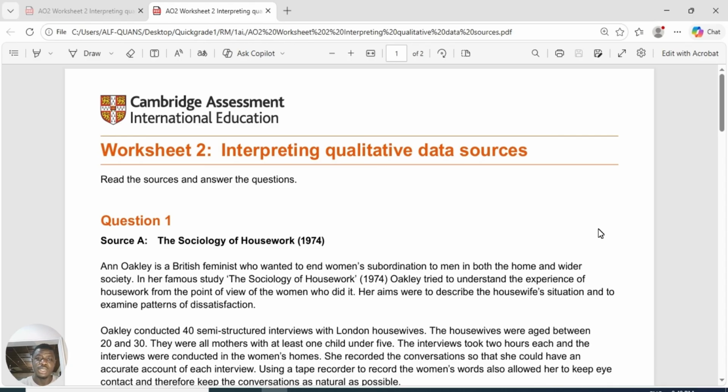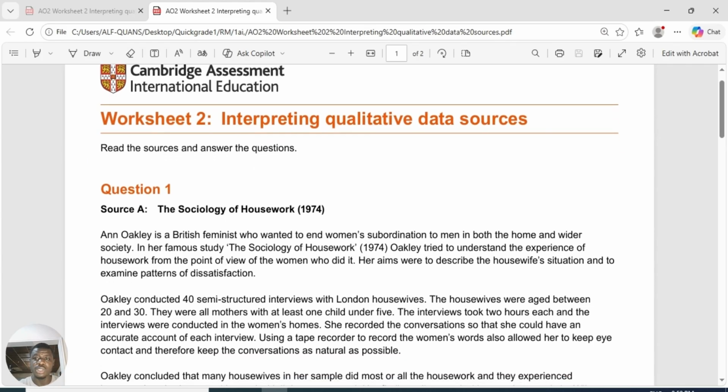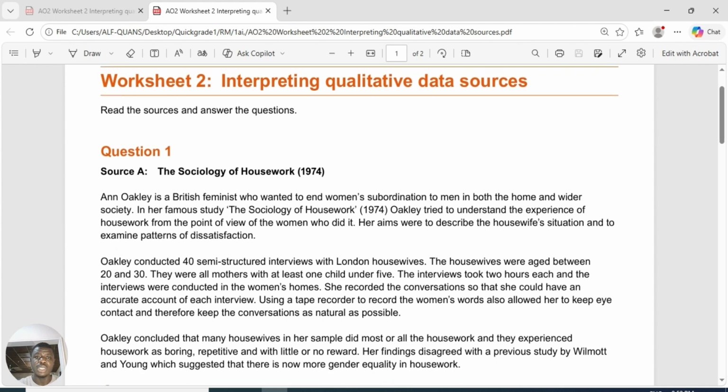Now, today our focus will be on research method, and we are going to look at how to interpret qualitative data sources. If you are a sociology student, you will know that in IGCSE sociology exams, paper 1, research method is compulsory for all students, and then you choose between social stratification and identity. So today our focus will be on interpreting qualitative data sources.